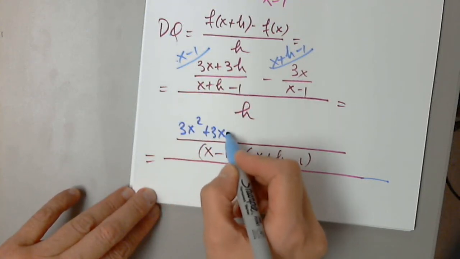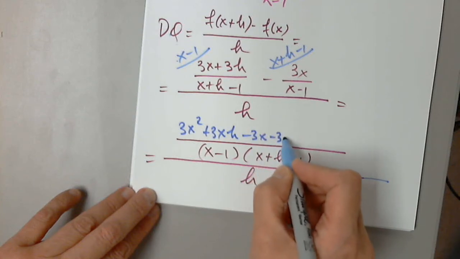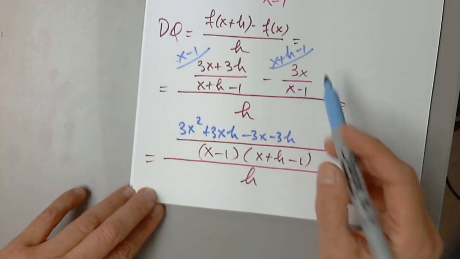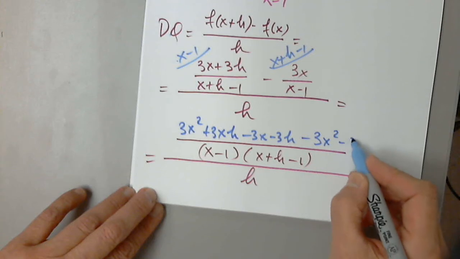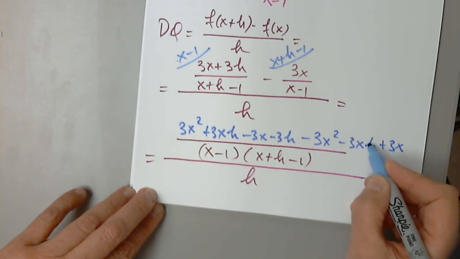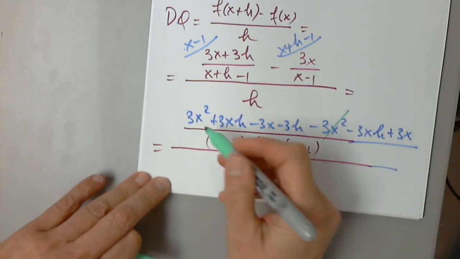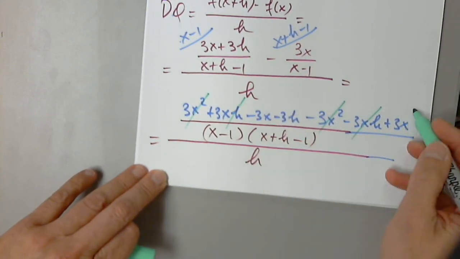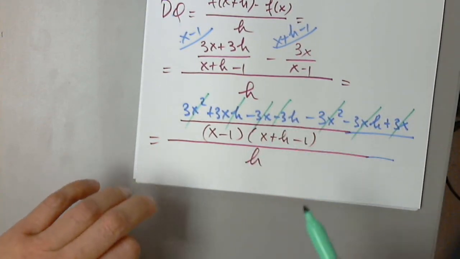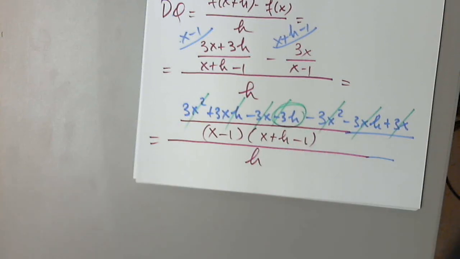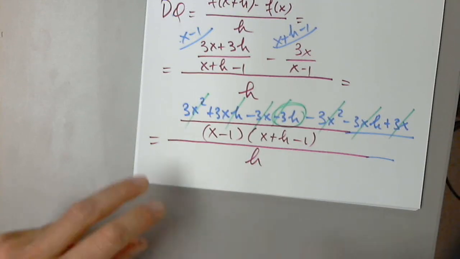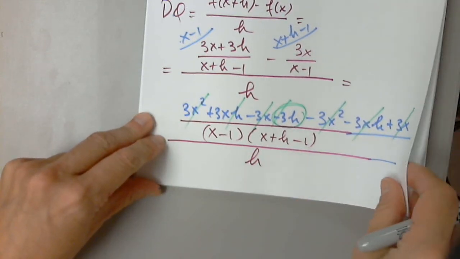3x squared plus 3xh minus 3x minus 3h. And now I'm distributing negative 3x: minus 3x squared minus 3xh and plus 3x. Let's see if we have an error. I see these 2 go away, these 2 go away, and these 2 go away. So the only leftover is that. So far there is no mistake. All terms without h are gone. The numerator is negative 3h.